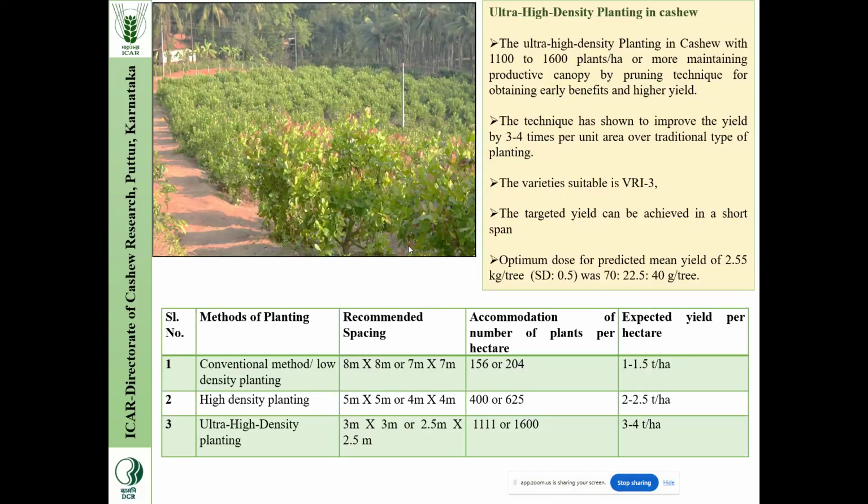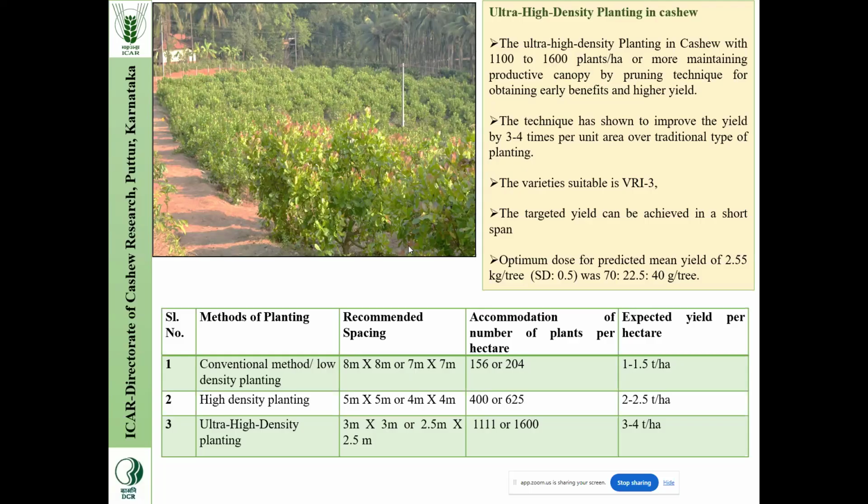Next, one most important concept in cashew cultivation is ultra high density planting. Ultra high density planting in cashew with 1100 to 1600 plants per hectare, maintaining a productive canopy by pruning techniques for obtaining early benefits and higher yield, is recommended. But here proper care has to be taken, because when you go for a well-canopied perennial crop, you have to balance the canopy. Only then can we go for ultra high density or high density planting, and you have to select varieties which are suitable for ultra high density as well as high density.